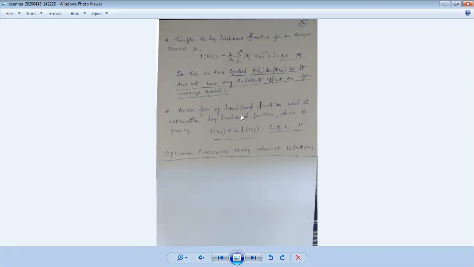There is one other type of likelihood function, which we call the log likelihood function. This takes the natural logarithm of the likelihood function, which is used for some applications. Definitely, we will take up the optimum receiver using correlation detection. In the next class, I will complete this second chapter because it is almost completed. One topic is left, the optimum receiver, correlation detection, maximum. This is all simple, I have already made notes for you, and I will definitely take it in the next class.